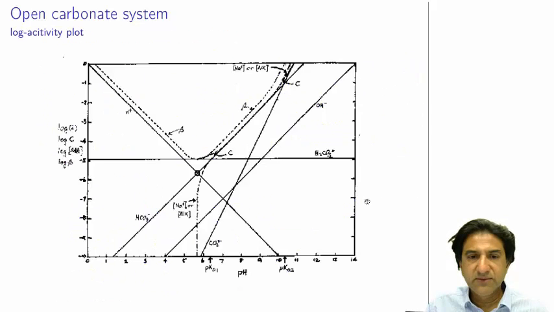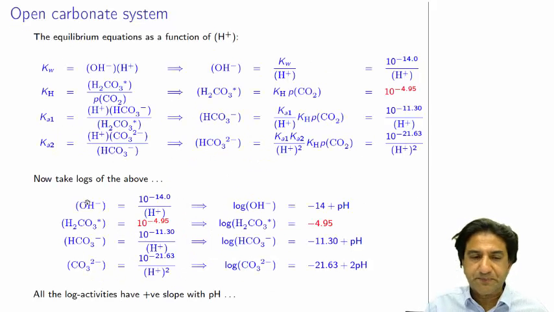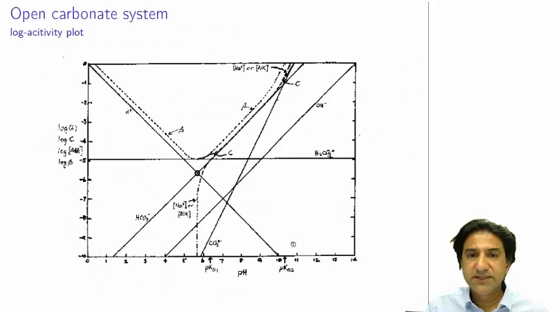Now we take logs of all of these quantities because we want to make a log plot. Taking the log of all of this, log of the OH gives us minus 14 plus pH. Log of H2CO3 gives minus 4.95. Log of this gives us minus 11.3 plus pH. And the last one gives us minus 21.63 plus 2 pH. These are the log concentration plots for the open carbonate system.